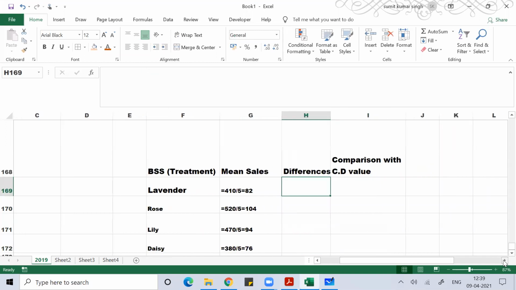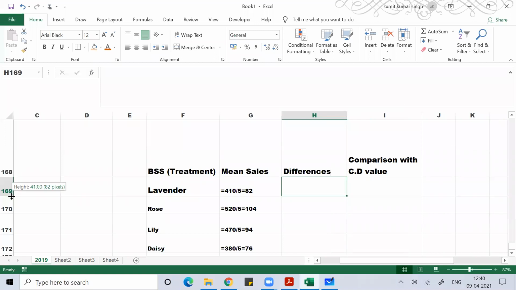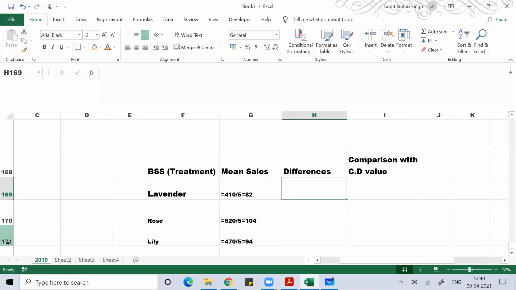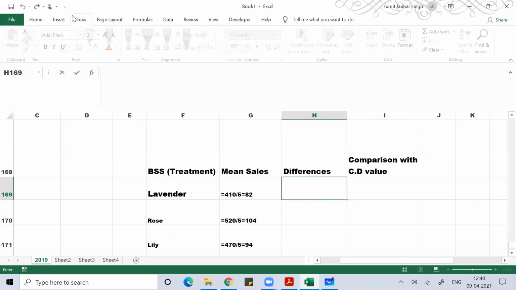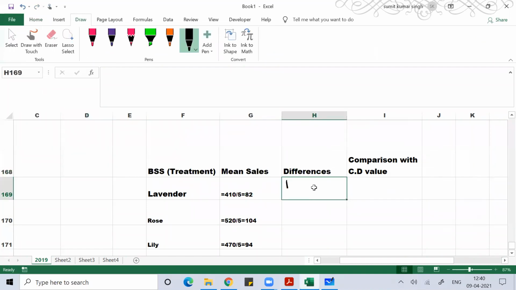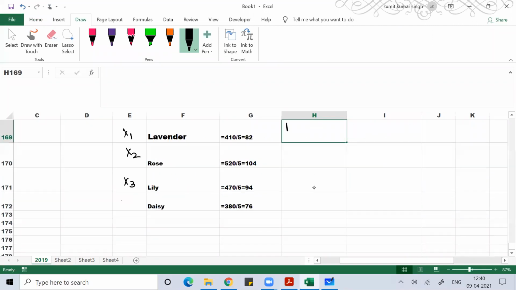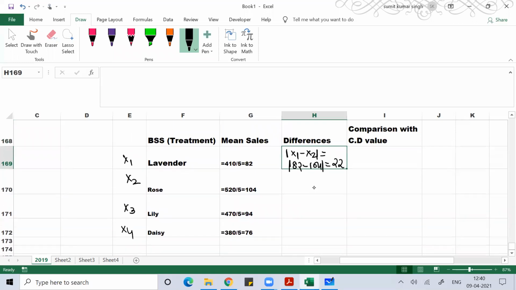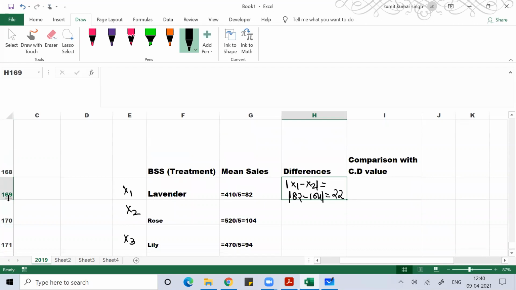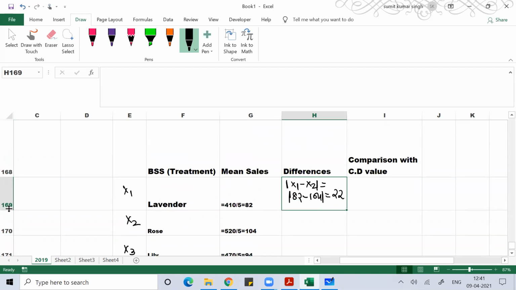This is what we have to worry about here. What do we do in differences? Difference means you find the difference between the means. This is x1, x2, x3, and x4. So we just find x1 minus x2, which is 82 minus 104, that is 22. Once you find this value, you compare it with your critical difference value.